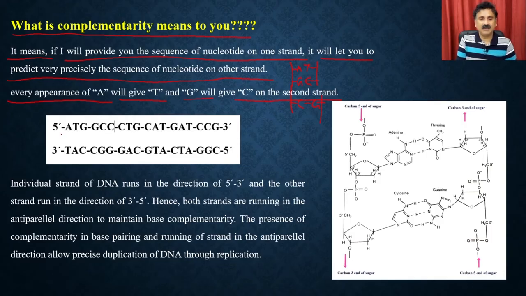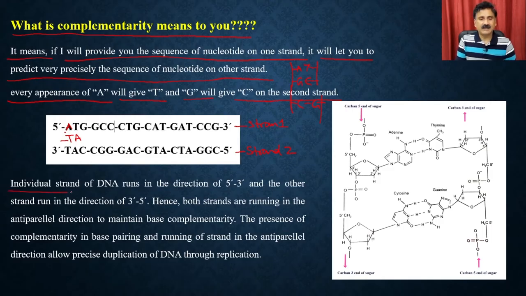You can see the DNA sequence. I have shown you a sequence, so this is strand 1 and this is strand 2. Even if I don't give you strand 2, you are able to generate the sequence of strand 2, because everywhere you have A, you can just put T. If you have T, you can just put A. That's how you can generate the complementary sequence, and that is the advantage of having the DNA structure as complementary structures.